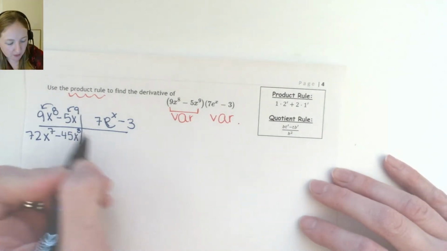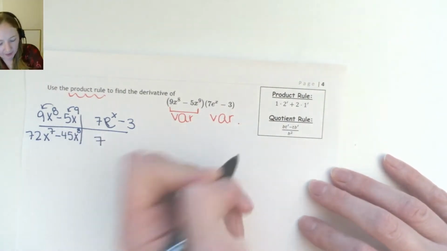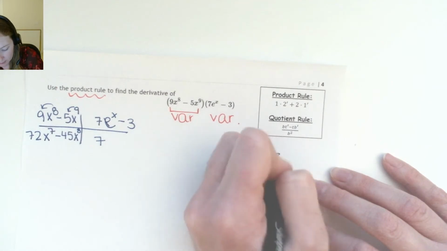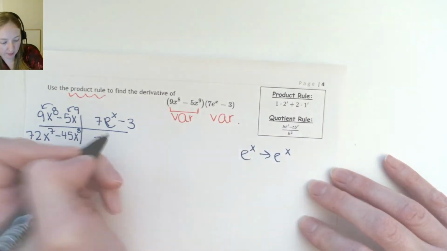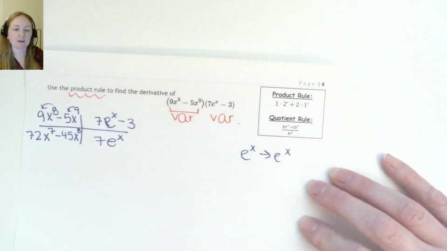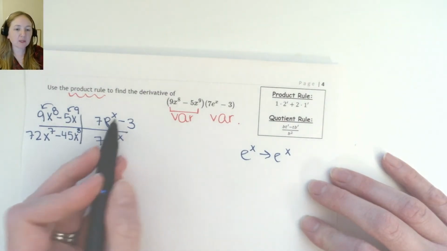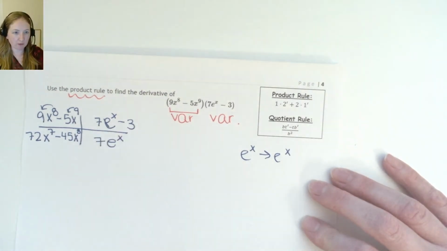Meanwhile, our 7 is a coefficient, it will tag along, and then we remember that our e to the x simply goes to e to the x. So that will be 7 e to the x. And then our -3 is a standalone constant, so that goes to 0.